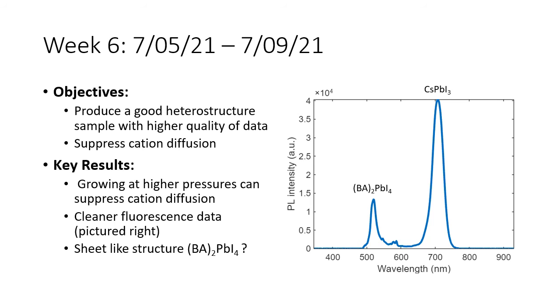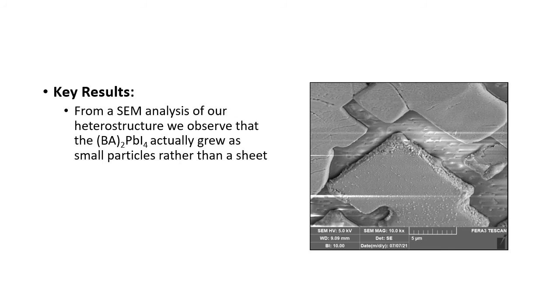We also observed a structure in the butyl ammonium lead iodide that we believe is a sheet, but we weren't entirely sure. So we took some SEM images of our sample. What we learned from our SEM image is that what we observed of the butyl ammonium lead iodide was actually a bunch of small, closely packed particles rather than a complete sheet.